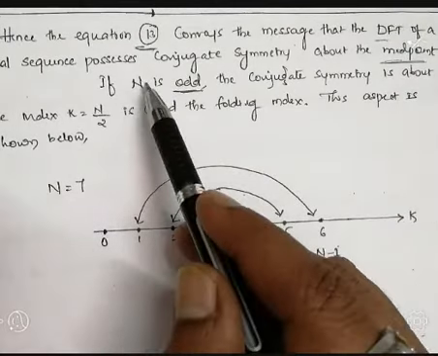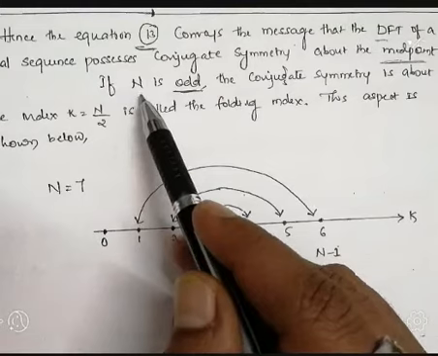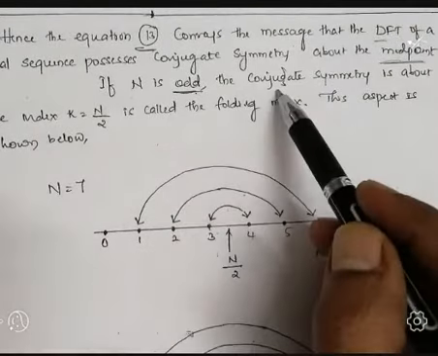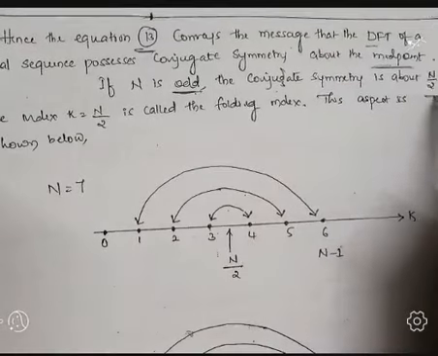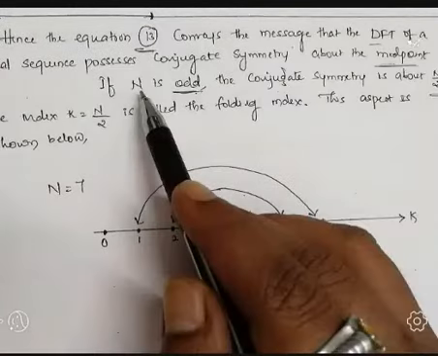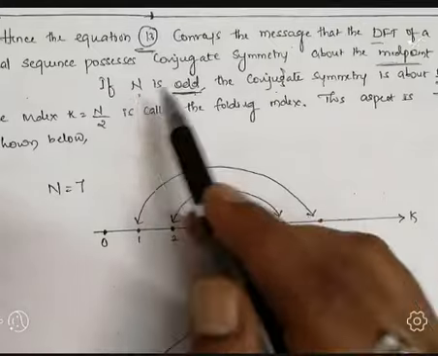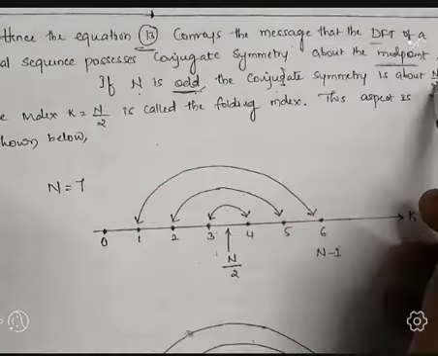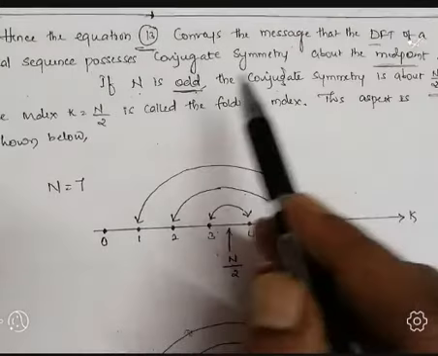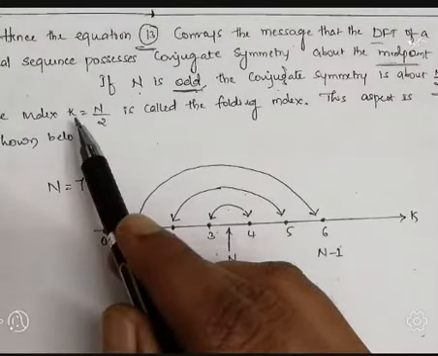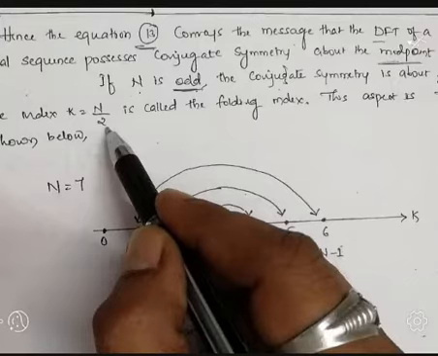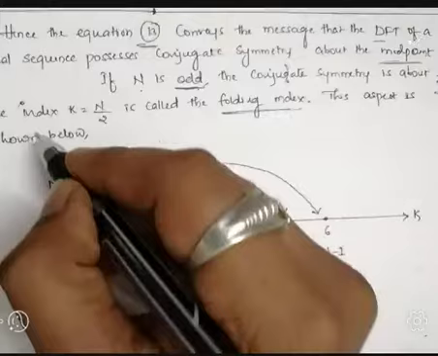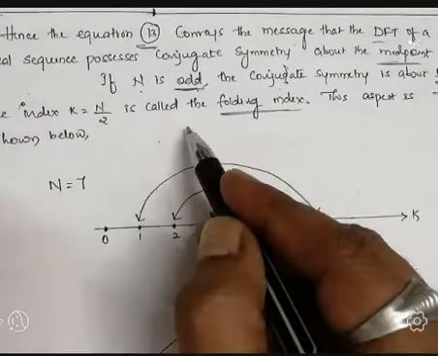If the number of samples in the given sequence is odd, then the conjugate symmetry is about N by 2. For example, if I take N equal to 5, which is an odd number, the symmetry is about 5 by 2. If I take N equal to 7, the symmetry is about 7 by 2, that is 3.5. So the index k equal to N by 2 is called the folding index. Very important: the index k equal to N by 2 is called the folding index.